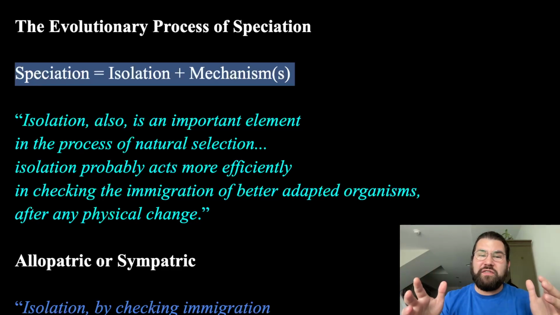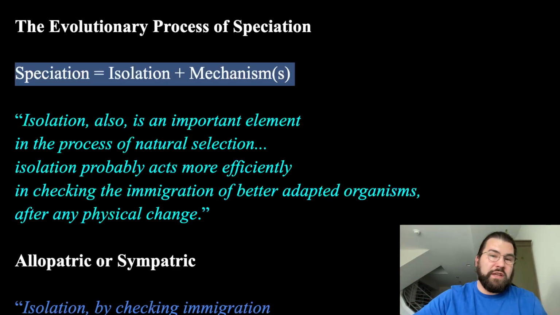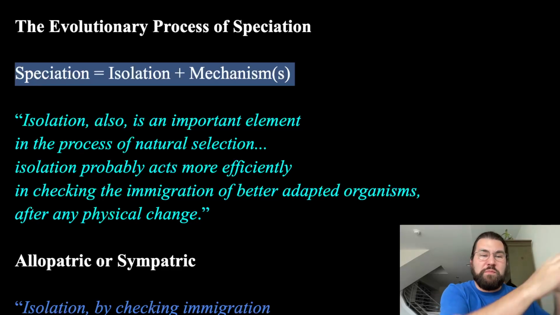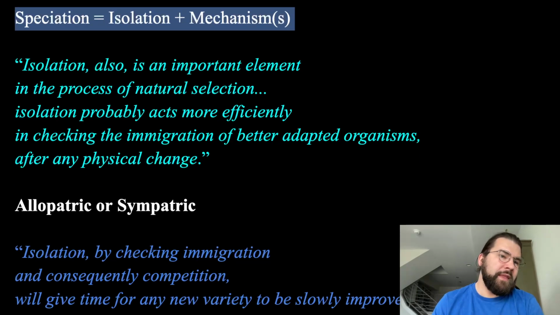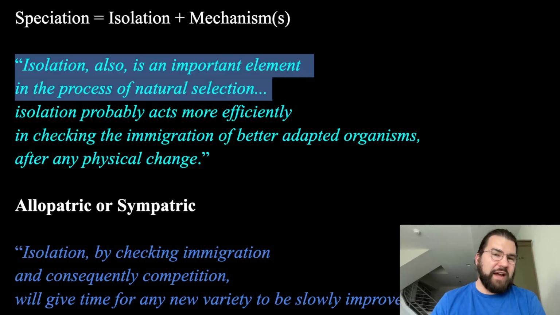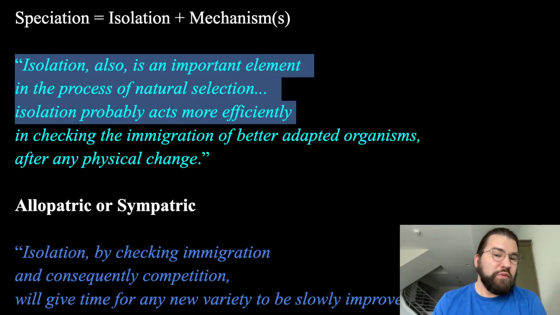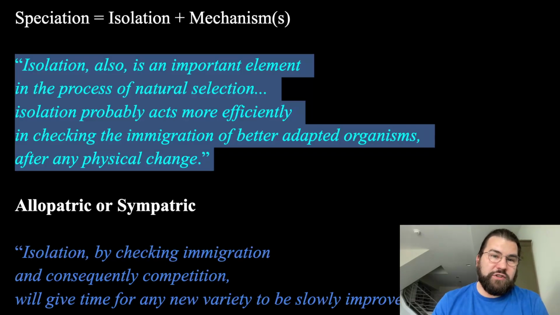Any one of those 5 on an isolated population over time will result in them being a new species, meaning they cannot go back and reproduce to create fertile offspring with another population, right? Another species. So let's look at a quote here from Darwin. He says, isolation also is an important element in the process of natural selection. Isolation probably acts more efficiently in checking the immigration of better adapted organisms after any physical change, right?